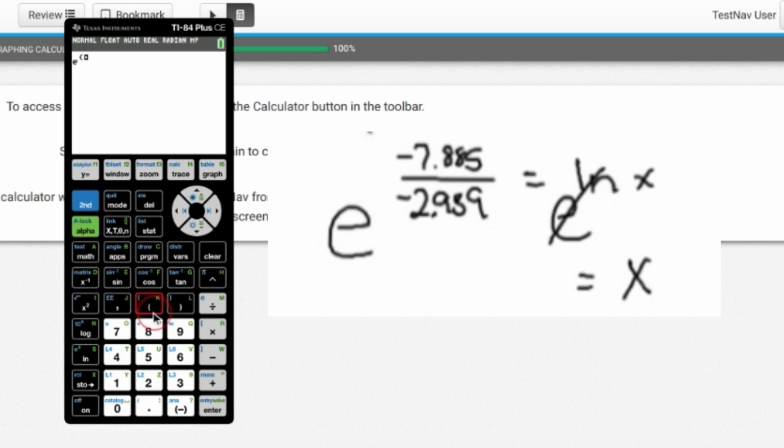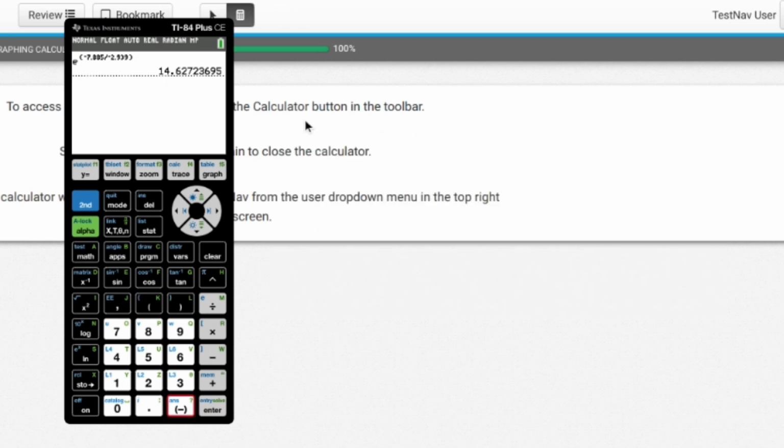And I'm going to have my open parentheses. It's going to be negative 7.885 divided by negative 2.939. Let's close those parentheses. Let's hit enter, and we get 14.627, blah, blah, blah, and we'll round it to 14.627 years.